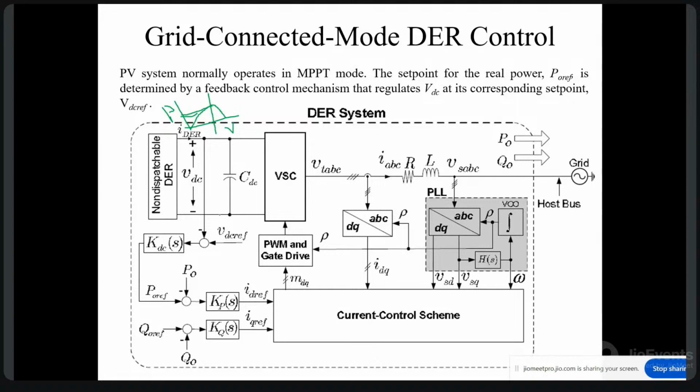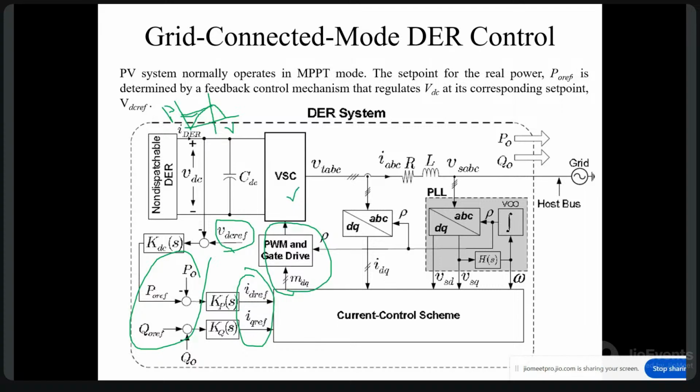So we are going to define the VDC reference with the help of the maximum power point tracking algorithm, and we will control the voltage of the DC bus. Ultimately, we are controlling the PV source voltage, and using that we are going to generate the real and reactive power references. Further, these references will be utilized to generate the current references. These current references will be utilized to generate the switching pulses for the power electronic converter.